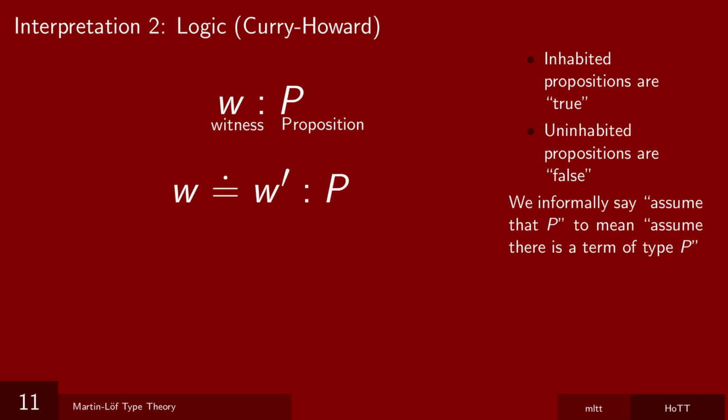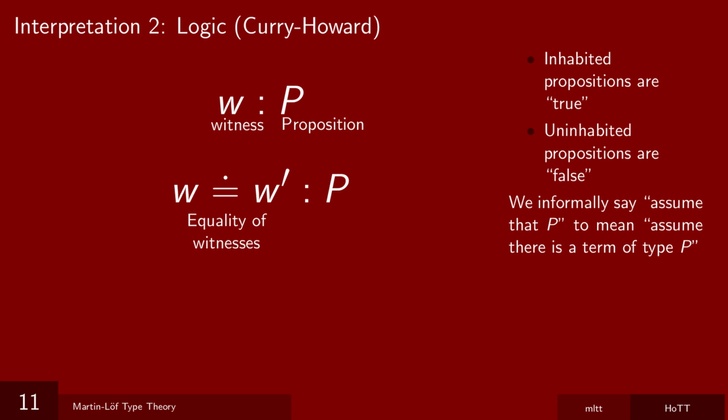Judgmental equality, then, is just equality of witnesses. If W and W prime both witness P, then W is judgmentally equal to W prime means that they are actually the same witness. The main reason we're interested in equality of witnesses is so that we can study the possibility of multiple distinct witnesses to the same proposition.